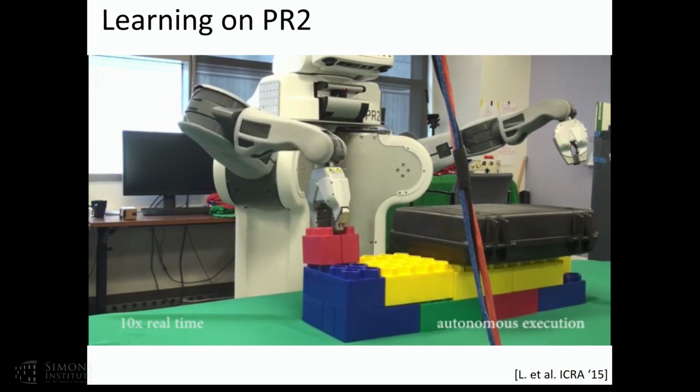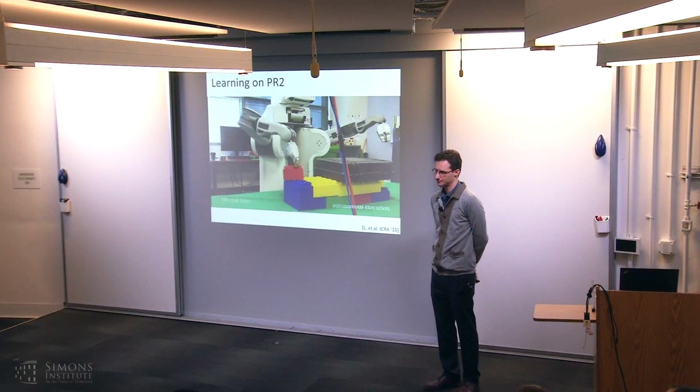Yes? So you showed before some examples where you knew the state, like flying through the trees. How do you do it if you don't give it the state information and use this algorithm?